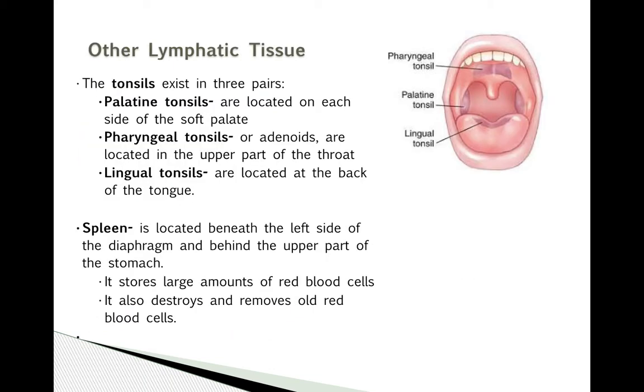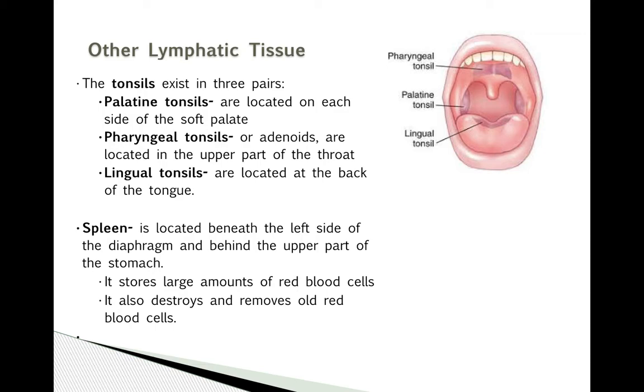All right, other lymphatic tissue. So our tonsils exist in 3 pairs. So we have our pharyngeal tonsils, which are your adenoids, is kind of the more used term. They're located on the upper part of your mouth.